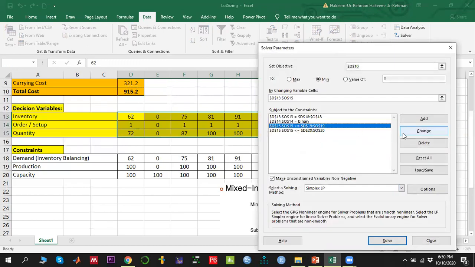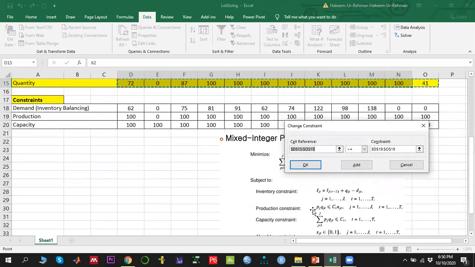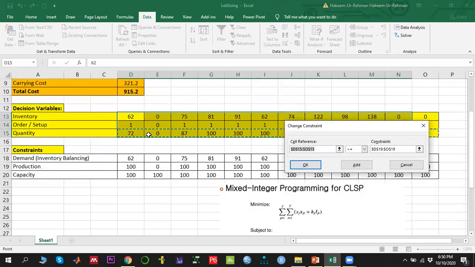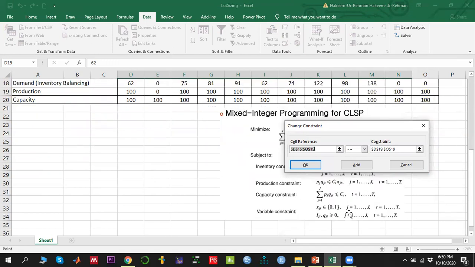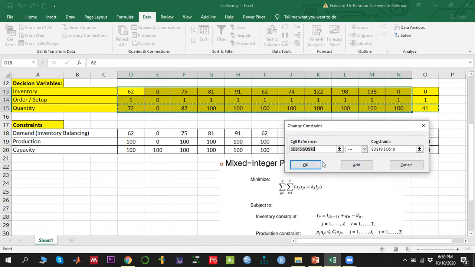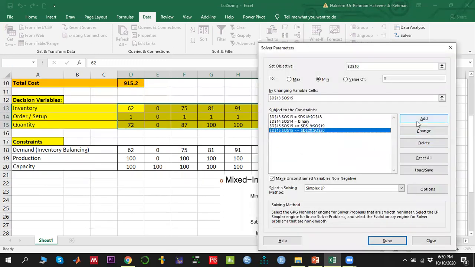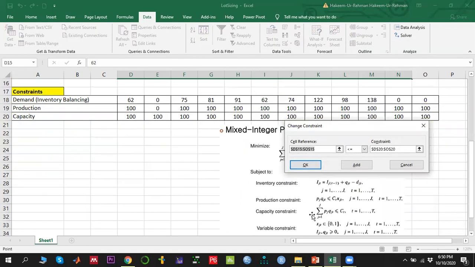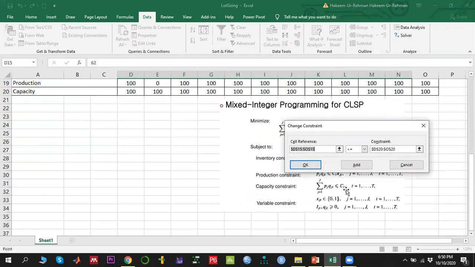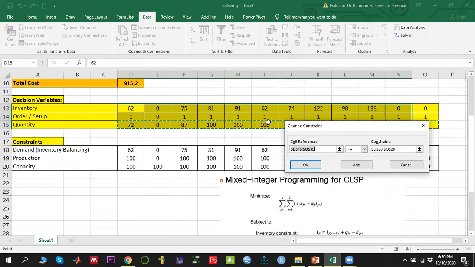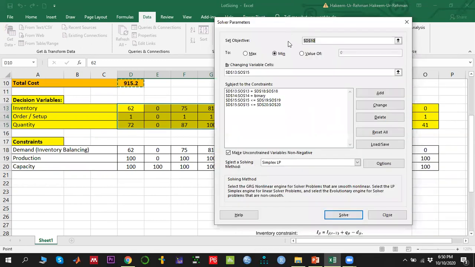Then the third constraint is this one. We are saying that the production quantity must be less than or equal to this one, where we have applied the right hand side formulas. And lastly we have applied this particular formula, that the production quantity must be less than or equal to the capacity, this one. Once we have applied the constraint formulas, make sure to select unconstrained and then LP solver.